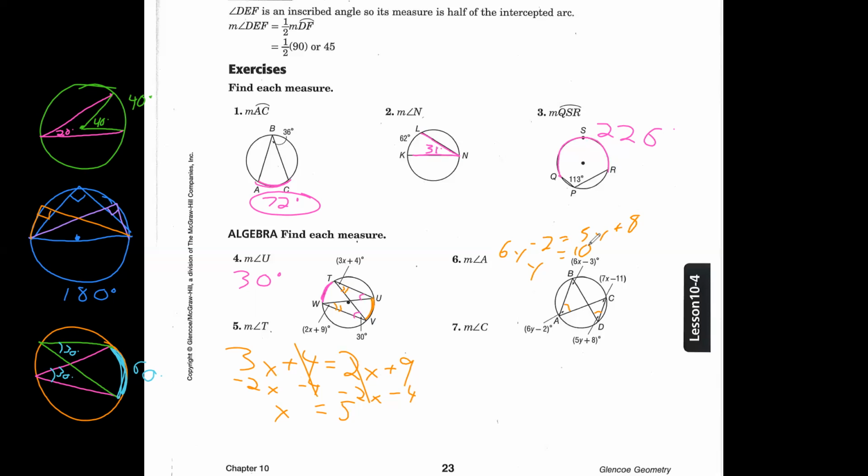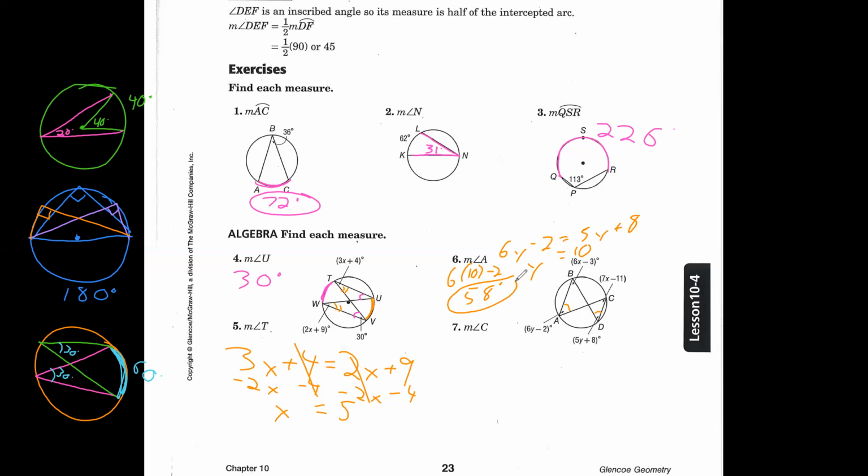Y is 10. They wanted A, so we need to actually plug it back in to get the measure of angle A. Make sure you answer for what it's asking, because we don't want to stop at y there. Take the 10, plug it in. 6 times y is 60, minus 2 is 58. That's 6 times 10 minus 2. That's how we got the 58.